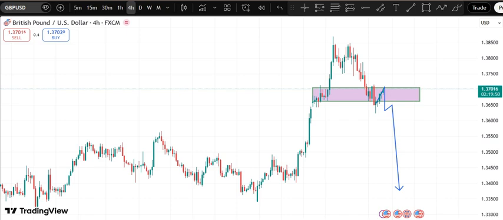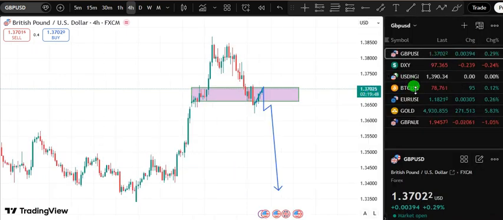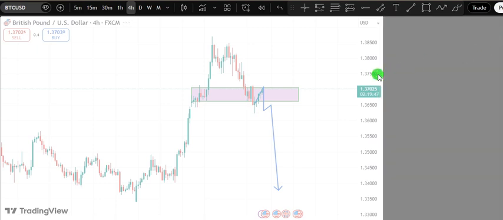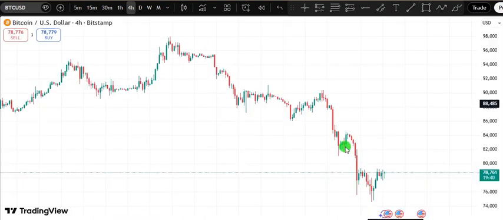So let's go to the next one, which is BTCUSD, though it's definitely still going to be similar. You can see BTC has been bearish and it's already at $78,000, all the way down from $100,000.